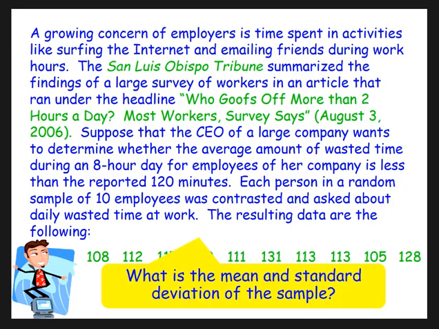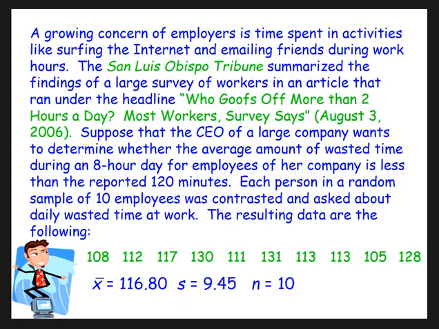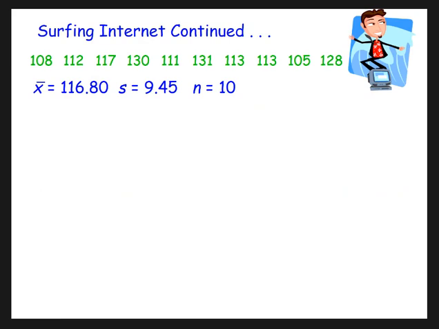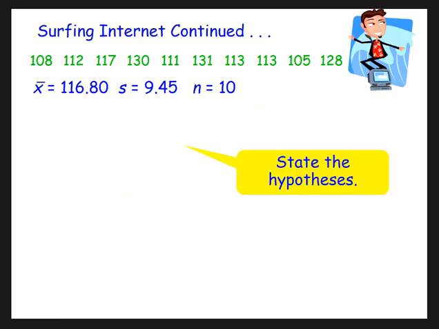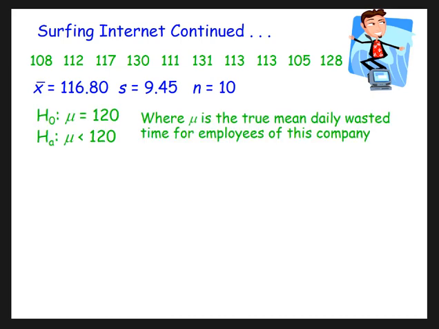Now there's not a population standard deviation given here, so we're going to use the sample. Now since the sample size is less than 30, we need to know that it's approximately normal. Our hypotheses, we said the alternative is going to be less than the 2 hours or less than 120 minutes.